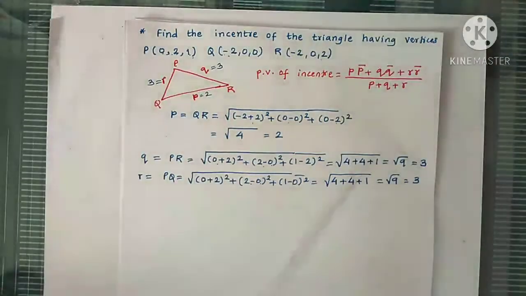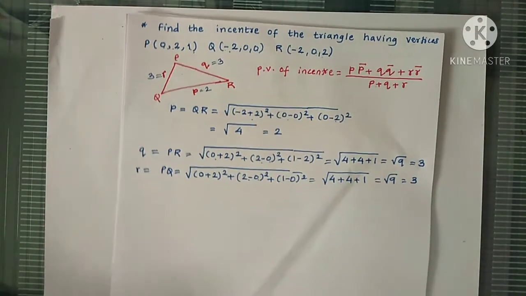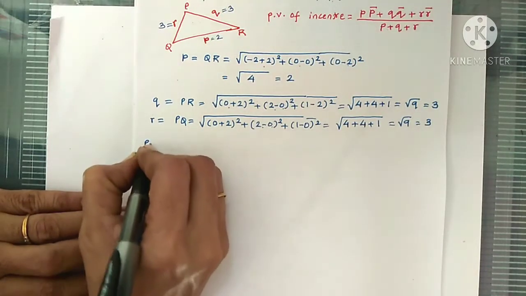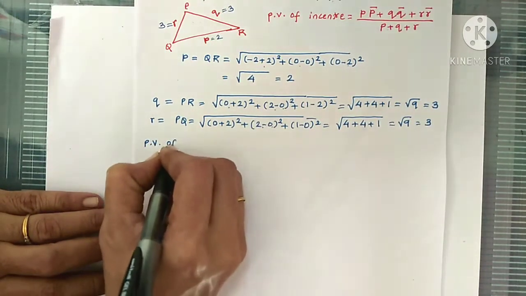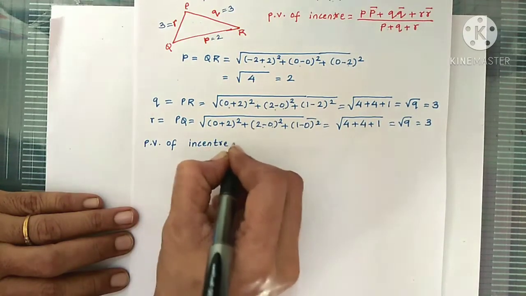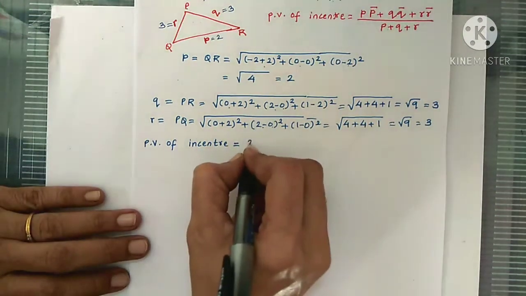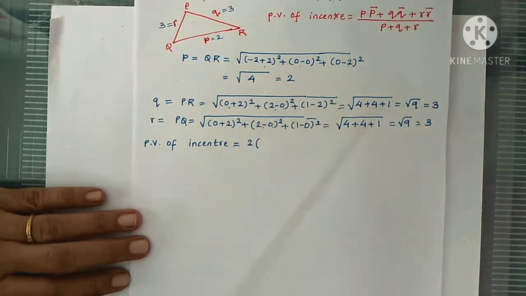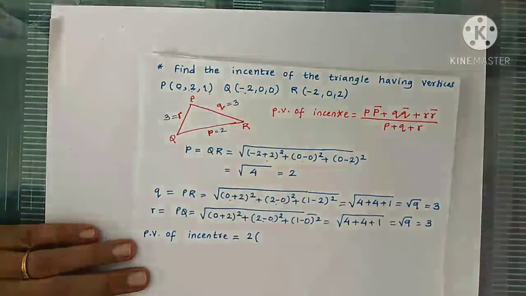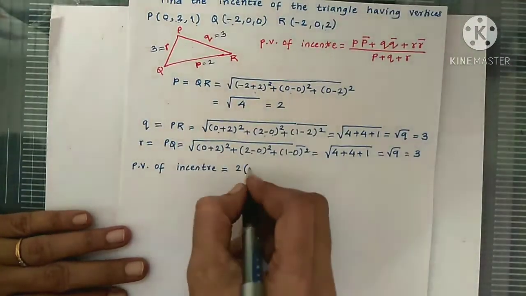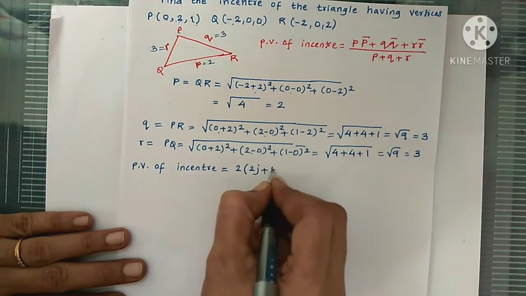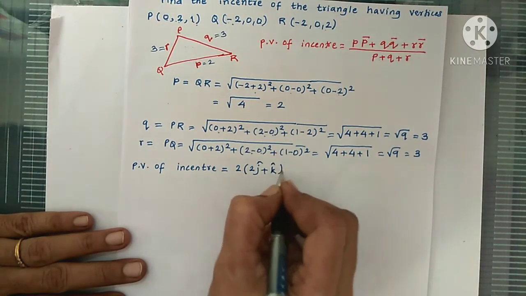So now we have the lengths of all three sides. Let's find the position vector of the incenter. Position vector of incenter equals p times P bar. Now p is 2 multiplied by P bar. P bar is 0i plus 2j plus k. As it is 0i, no need to write that. So it is 2j cap plus k cap.